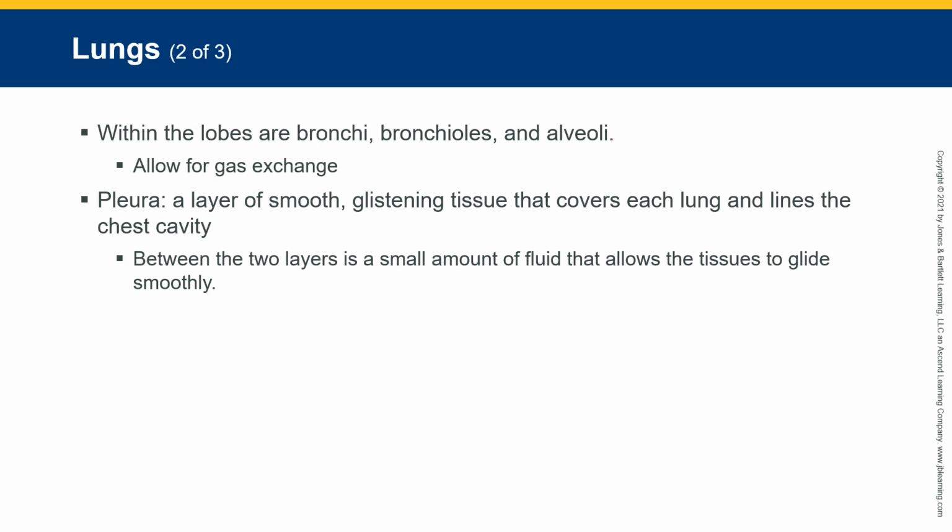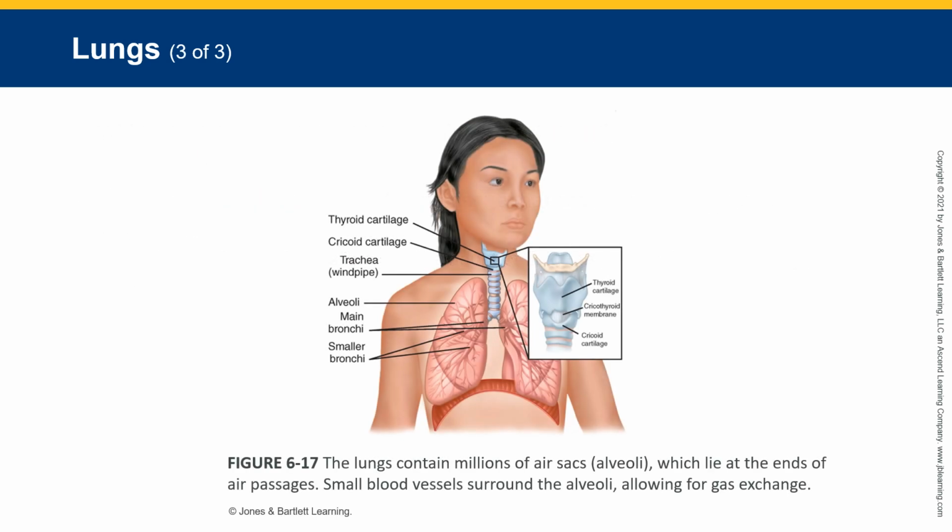Within the lobe, you have the big bronchi that go smaller into bronchioles, and then go smaller even into alveoli. These really small alveoli allow for gas exchange. That's where it happens in the lungs. On the outside of the lungs, you have what's called a pleura. This is a layer of smooth, glistening tissue that covers each lung and lines the chest cavity. There's a small amount of fluid between the lungs and the chest cavity, and this is to keep things lubricated and allow that tissue to glide instead of snagging or ripping or tearing or catching in there. There's a picture of the lungs there. You can see the main bronchi getting smaller and smaller until they get out to the alveoli.